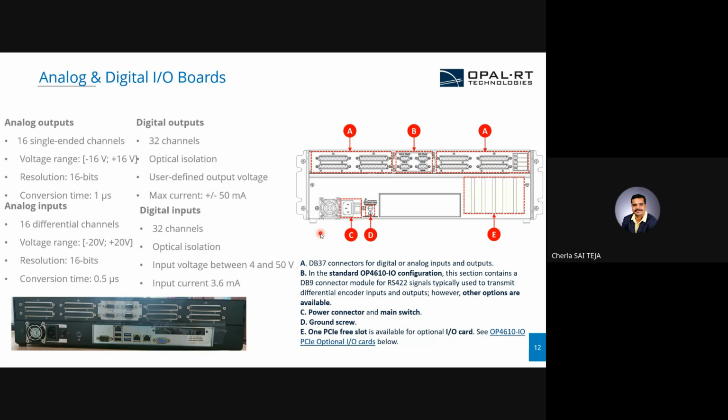Now, coming to the specification of the analog and digital I/O boards we have, our analog cards will come with 16 channels each, and digital cards with 32 channels each. We can see the voltage ranges. For analog output it is plus or minus 16 volt, and for analog input plus or minus 20 volt. The current rating will be in milliamperes, as these are all PCBs, so one has to ensure they're not sending more current, which would result in damage to these IO boards.